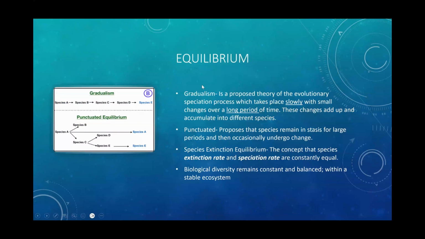Equilibrium. Starting off with gradualism, it's a proposed theory of evolutionary speciation process which takes place slowly with small changes over a long period of time. The changes add up and accumulate into different species, as we can see here.